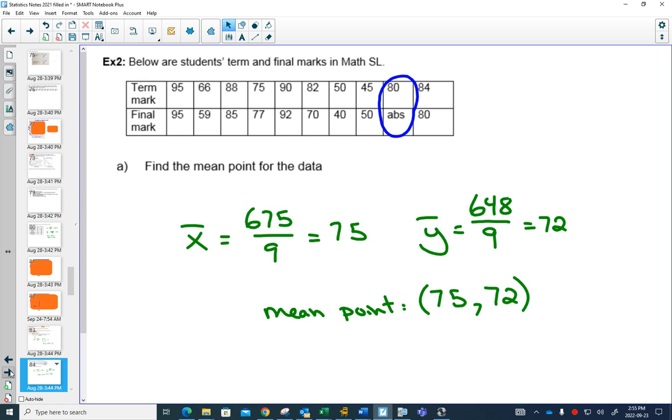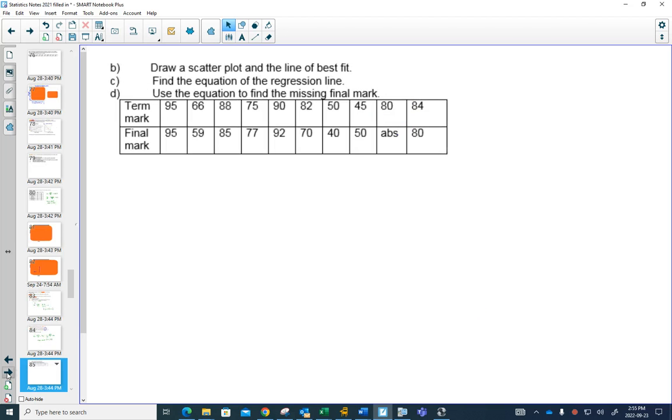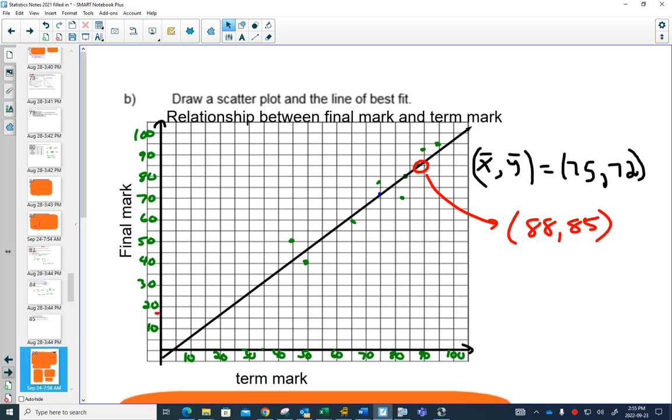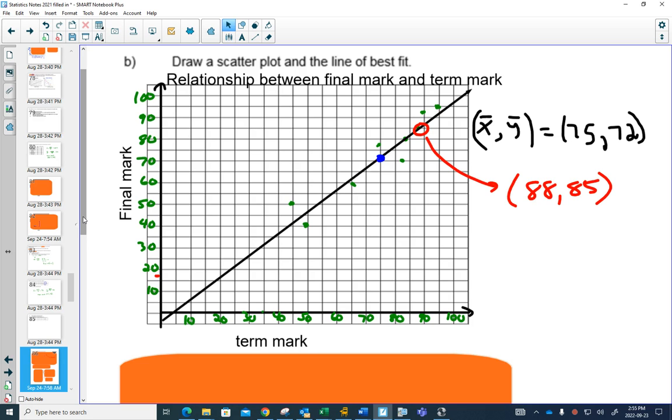So maybe we would have to do some sort of way of figuring this out. Of the 9 students that were there, the mean point is 75.72. We could take this data, draw a scatter plot, put the mean point on there, draw a line of best fit, where data points are above and below, and say if Ian went in with, according to this graph, an 80, we should have his final mark be a 76, to be fair to all the other students.